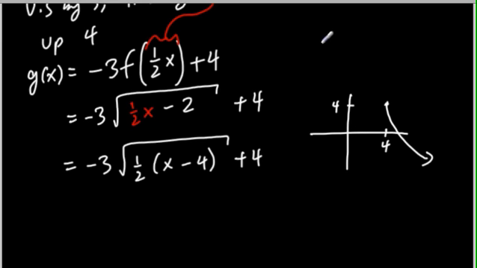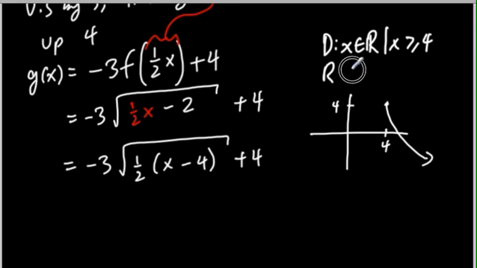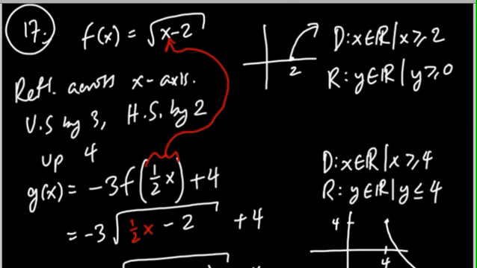So the domain in this case is x's element of reals, x is greater than or equal to 4. The range is y's element of reals, y is less than or equal to 4. Alright, so that's number 17.